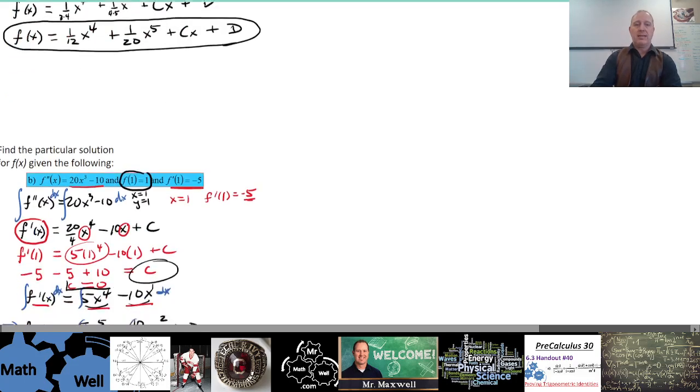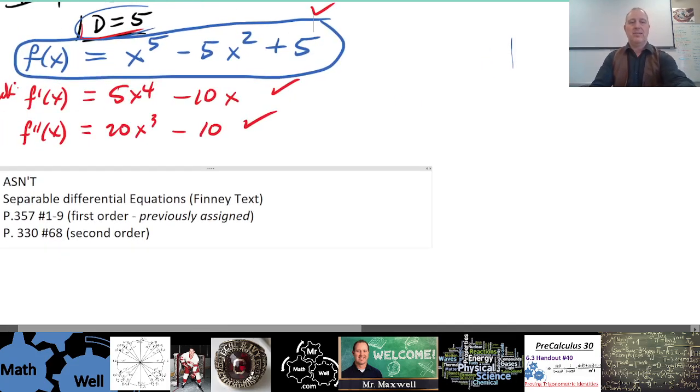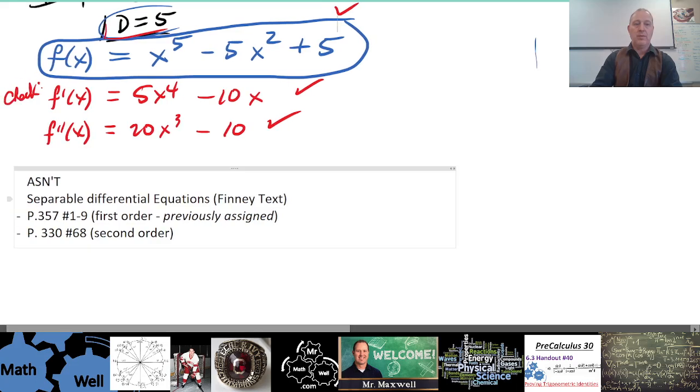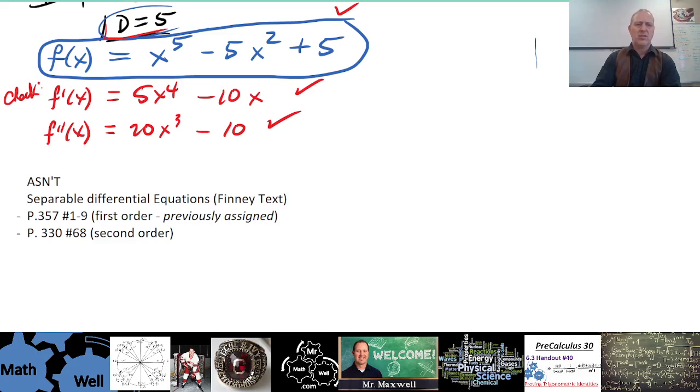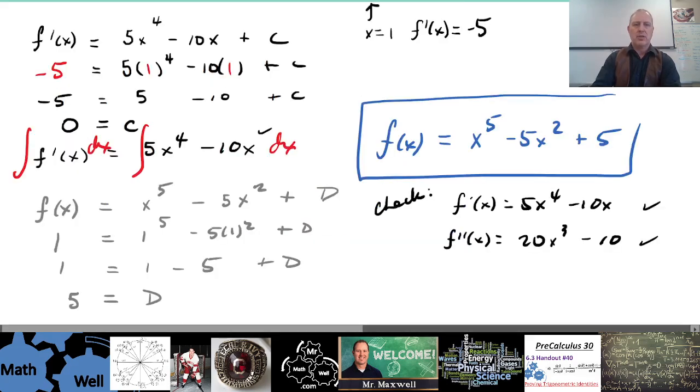If you're good with that, then please go ahead and here's the assignment. The assignment is from the Finney text. I'm going to assign you here 357. Now the 1 to 9 is the first order that have been previously assigned. So if you haven't finished that, please go ahead and finish that. Number 68 is the second order. Just one question. I think there's ABC. Oh yeah, I see ABC here. Okay, there you go. It looks like you can check your answers there. There's the answers for you. But anyways, go ahead and do number 68 from your text as well.